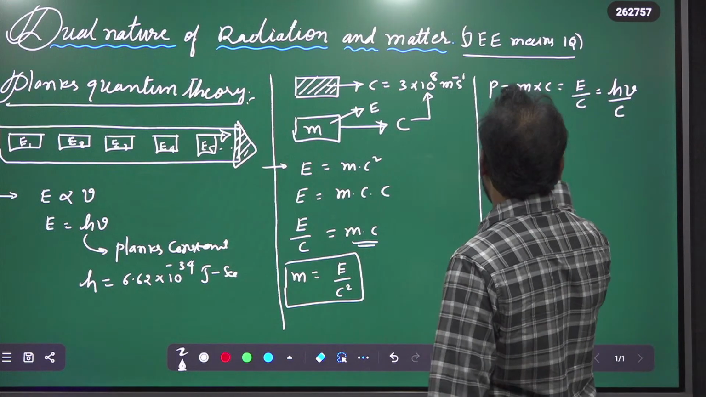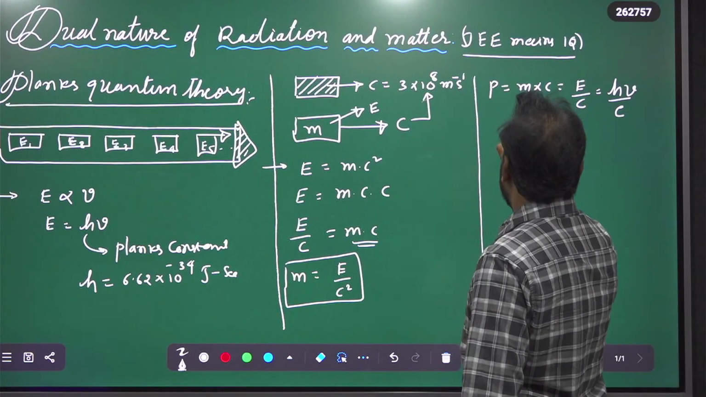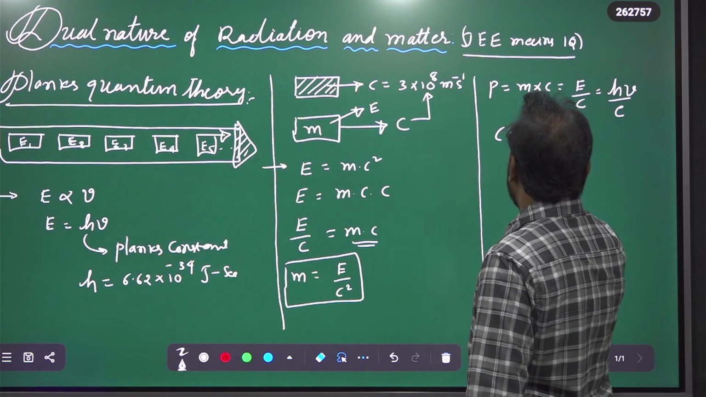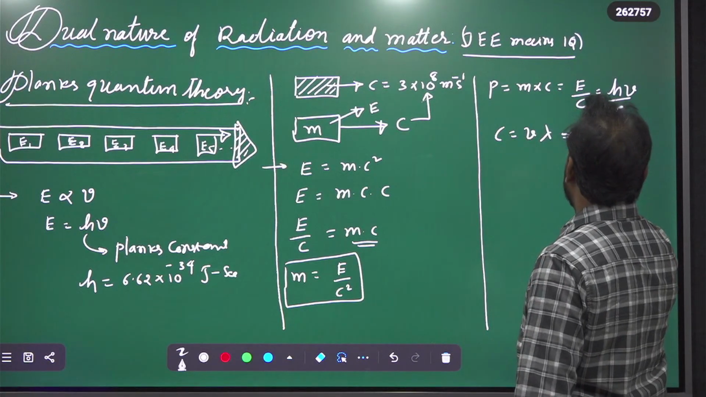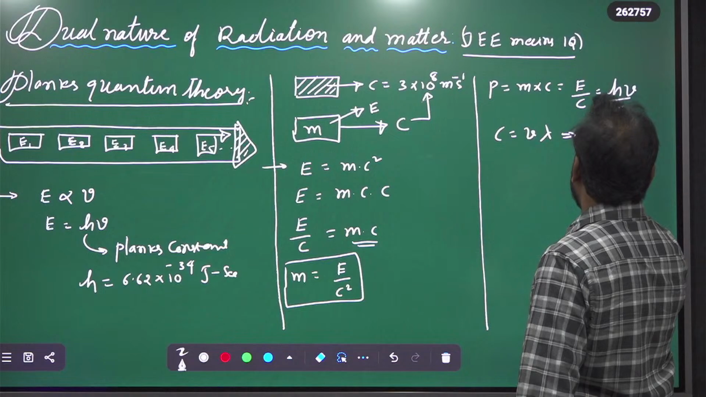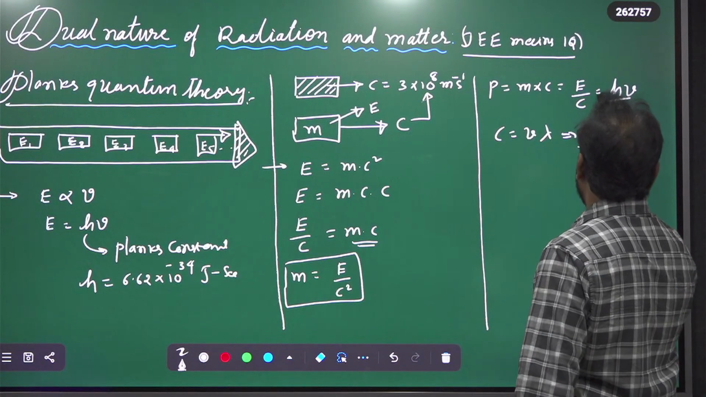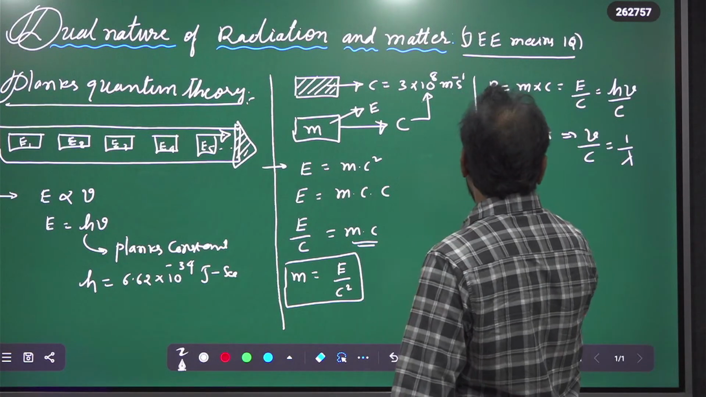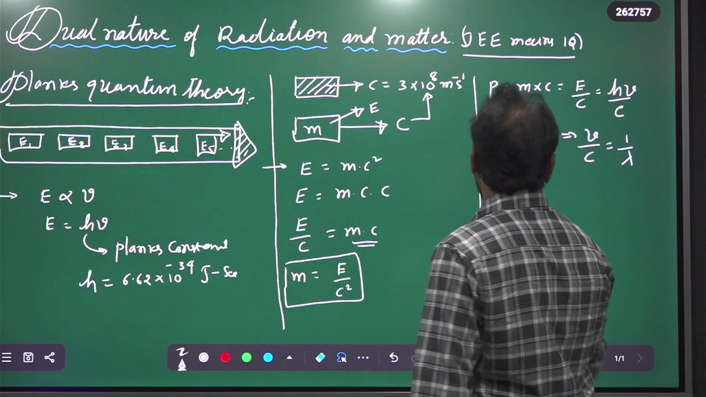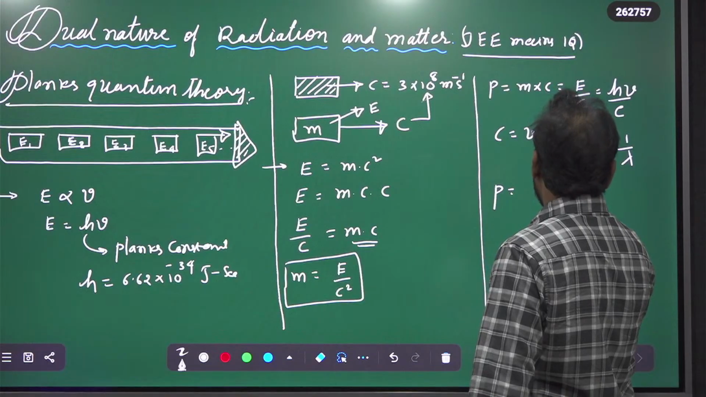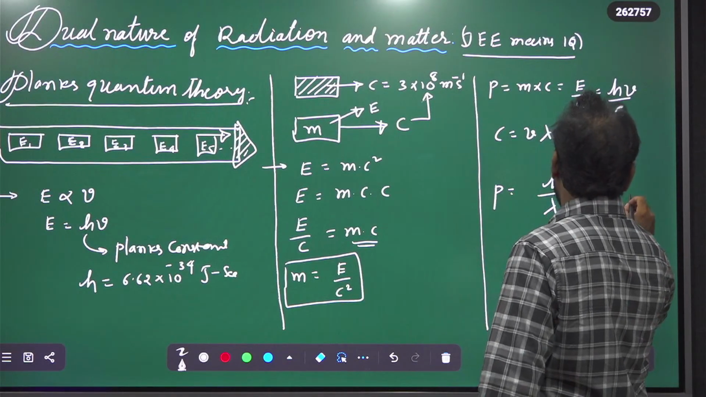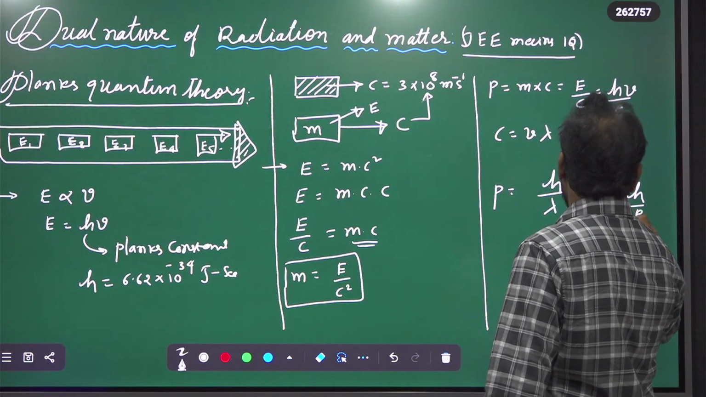So P is what I am writing, but C is called nu lambda, which is already known. Nu by C is equal to 1 upon lambda. Then P would be equal to H upon lambda. So from this, lambda is equal to H upon P.